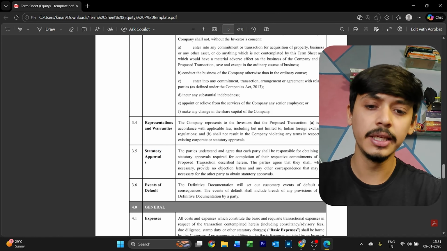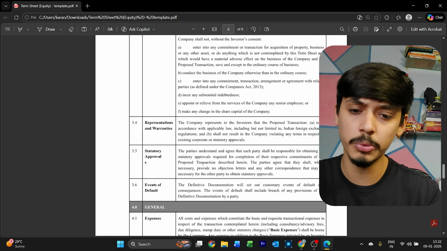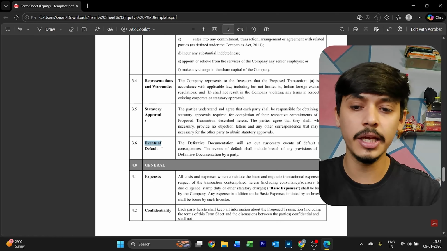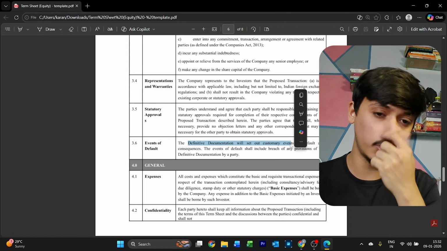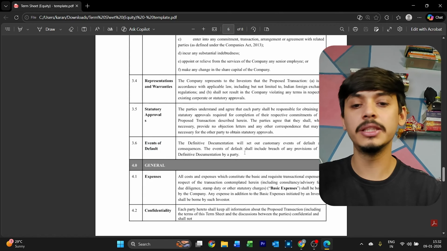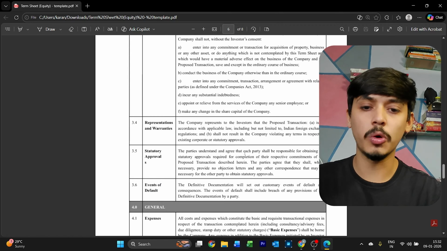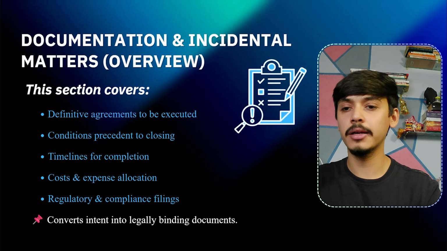If there is anything that has to be done so that the transaction takes place safely, all of those approvals have to be obtained. And in case of event of default, the definitive documentation will set out all of the events of default and consequences, and the impact of all of these is mentioned in the earlier clauses which we saw in section 1 and 2. So all the documentation and incidental matters are taken care of in section 3.